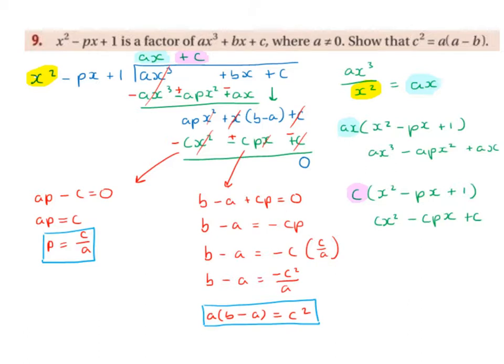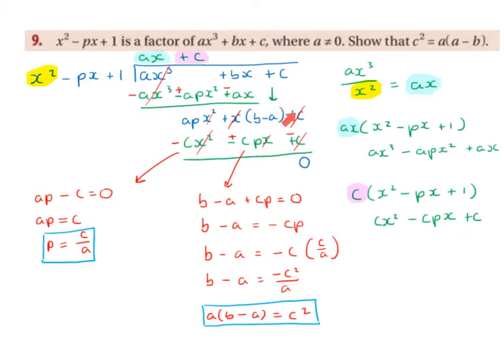So we go back to our highest common factor, so x squared minus px plus 1. So what must we multiply this by so that this 1 becomes a c? Well, we just multiply it by c. So we say c times x squared is cx squared. C times minus px is minus cpx. And c times 1 is going to be just c. So that's how we end up getting c up here.